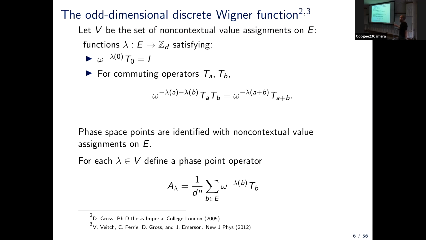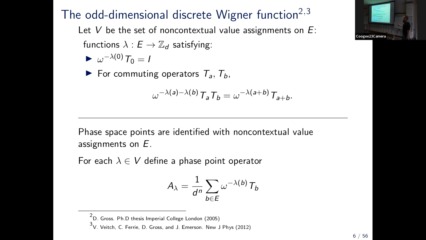The phase space over which the Wigner function is defined is based on these non-contextual value assignments on E, where E is the set of labels for the Pauli operators. These are functions from the set E of labels of the Pauli operators to Z_d satisfying these two conditions. These are just consistency conditions. The first one says identity has to be assigned 1. So if you do a measurement of the identity, you can only get one possible outcome. And the second one is consistency for products of commuting operators. If you do a measurement of two commuting operators, T_a and T_b, the value assigned to the product has to be equal to the product of the values assigned to T_a and T_b individually.